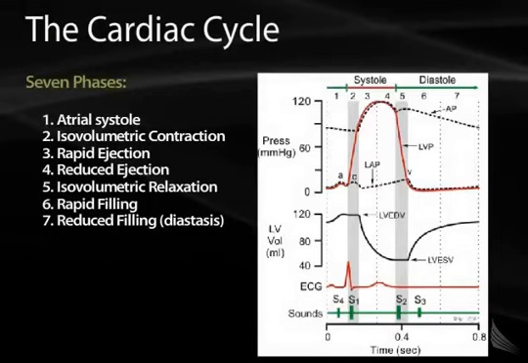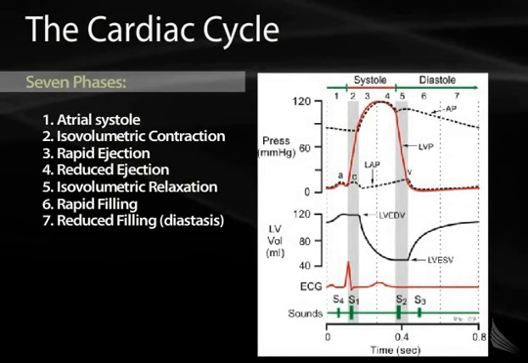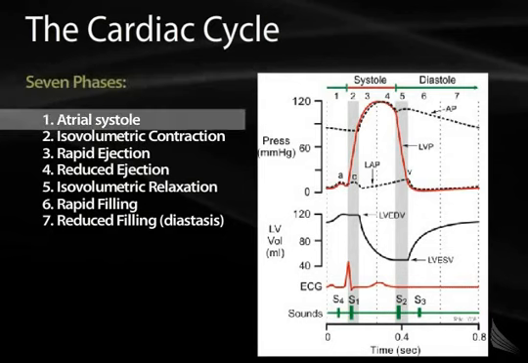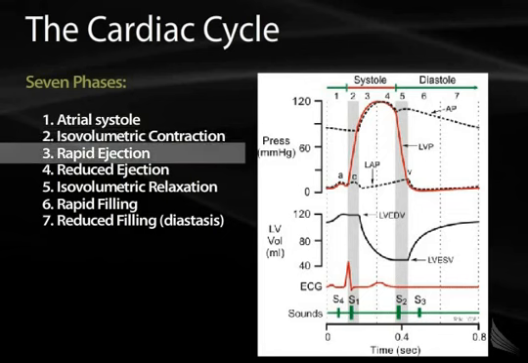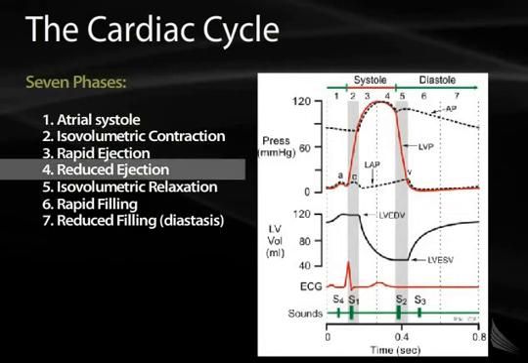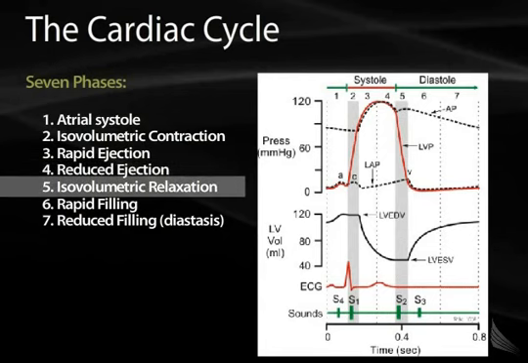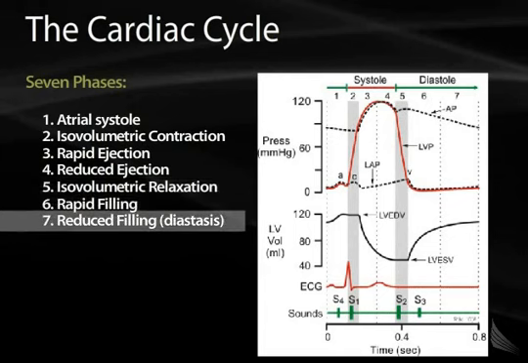The cardiac cycle can be divided up into 7 phases that repeat themselves over and over again. Classically, the first phase is called atrial systole. This occurs when the atrium is contracting. The second phase is isovolumetric contraction, which is the first part of systole. The third phase is rapid ejection. The fourth is reduced ejection. Both of these also occur during systole. Diastole starts off with isovolumetric relaxation, then rapid filling and reduced filling.